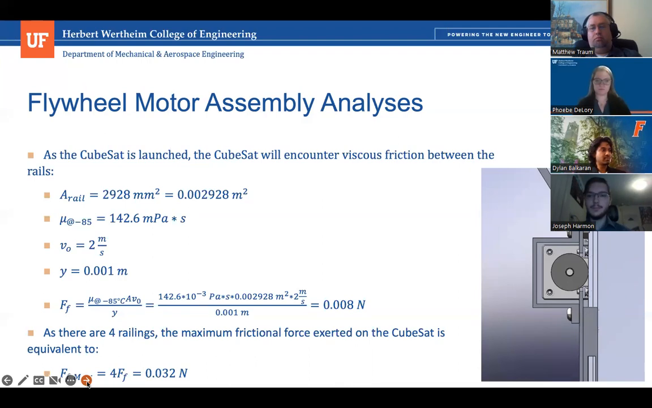As there are 4 railings, the maximum frictional force is 4 times that, so 0.032 newtons. However, since our motors can generate up to 10 newtons of force working together, the force of friction between the rails and the T-slots will not greatly affect the performance of our motor.